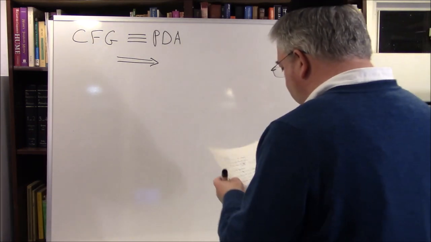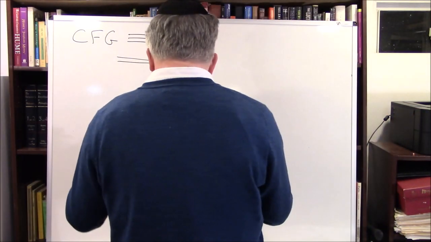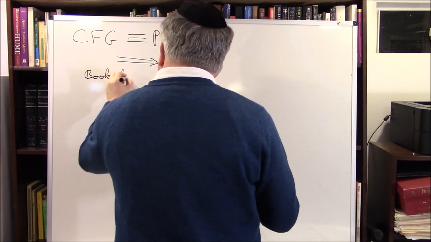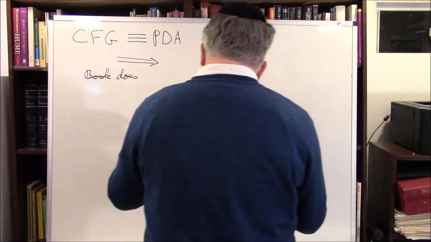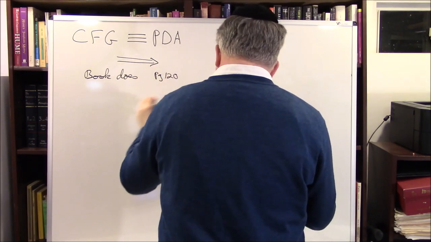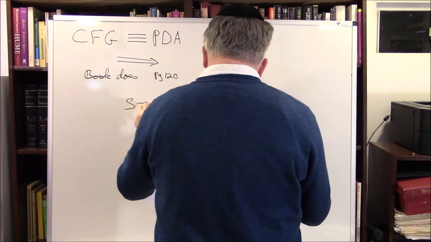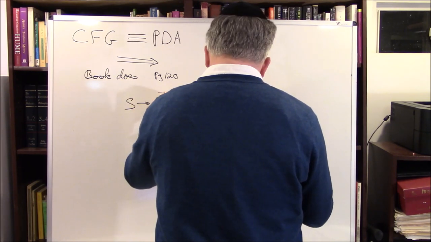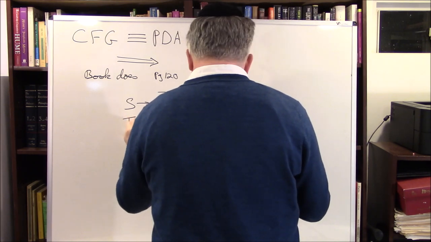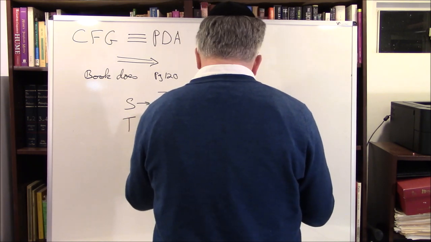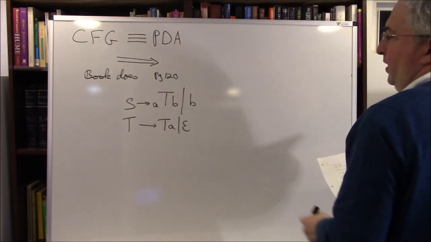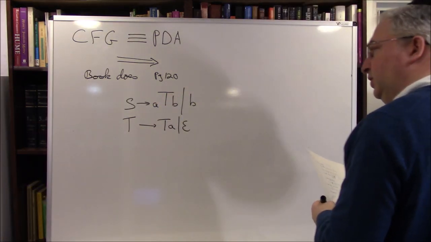So, let me just show you the example that the book does. Again, my purpose in life is to get you to read the book. The book does, on page 120, the following grammar: S goes to A T B / B, okay? And T goes to TA / epsilon. It's a very simple language.